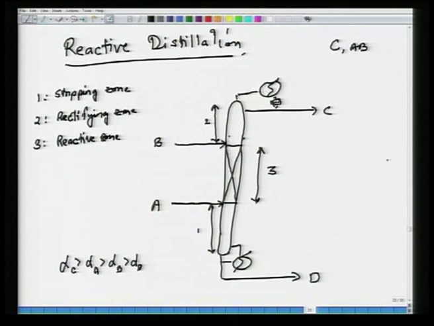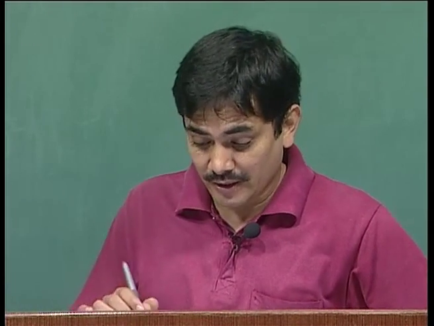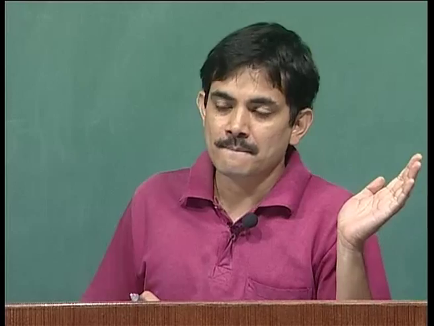Okay. So, what the rectifying zone is doing, which is 2 here, it is preventing the reactants from leaving up the top, because the reactants are heavier than C. Similarly, what is the stripping section doing? It is preventing the reactants which are escaping the reactive zone from leaking down the bottoms. Okay. So, essentially the rectifying and stripping zones are ensuring that the reactants do not escape, they are recycled back to the reactive zone, right.